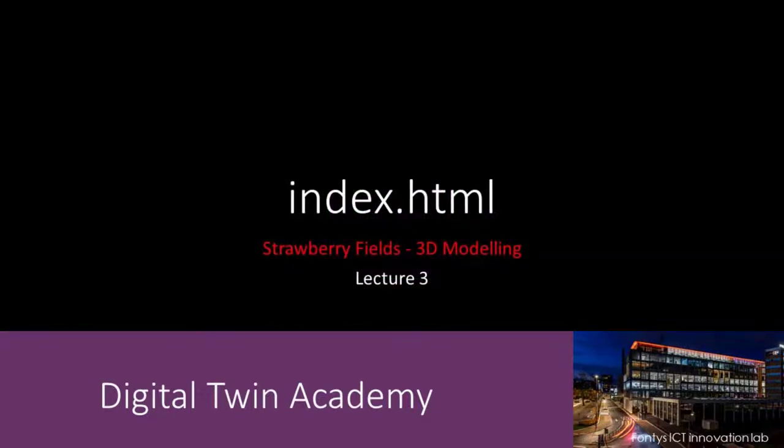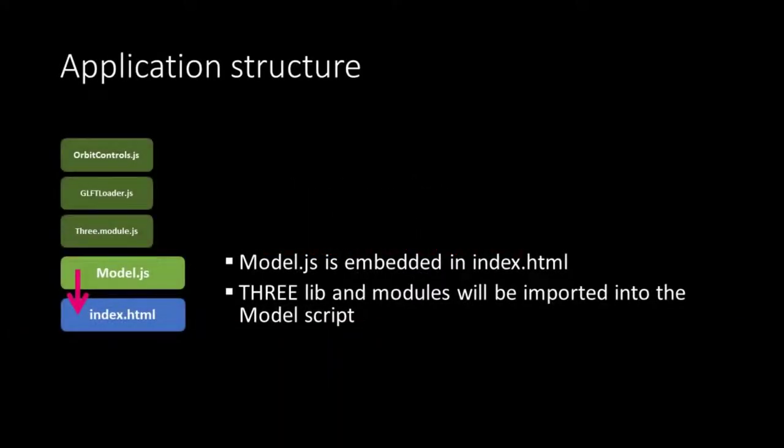Welcome to lecture 3. In this lecture, we'll take a look at our index.html file, which is the starting point for the application. The application itself is structured like this. The index.html file embeds our own script, which is called model.js. But also this script uses other scripts that we have taken from the three.js library, such as the orbit controller, the GLTF loader, and of course the library itself. Those will be imported in the model.js script.